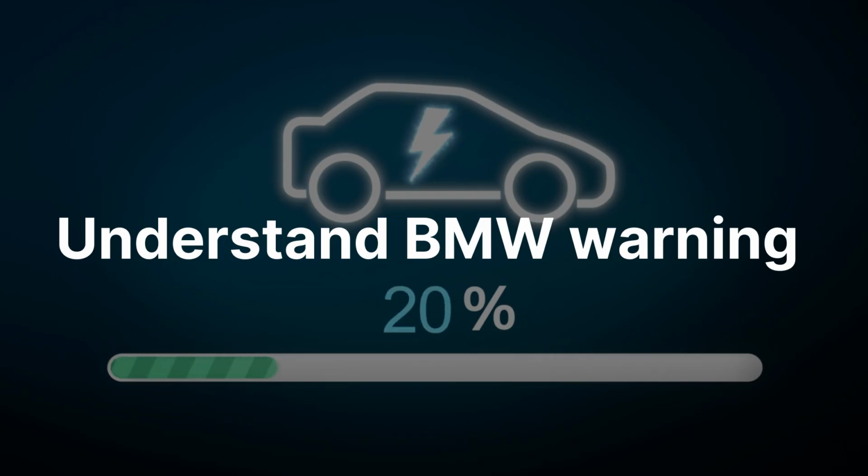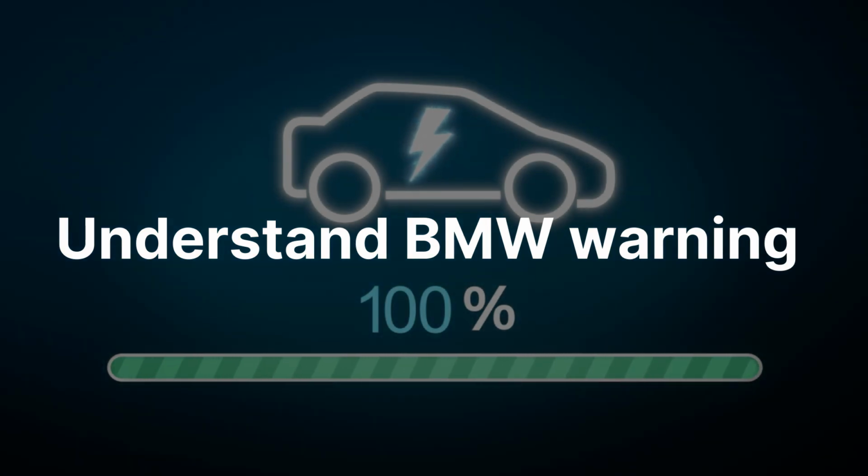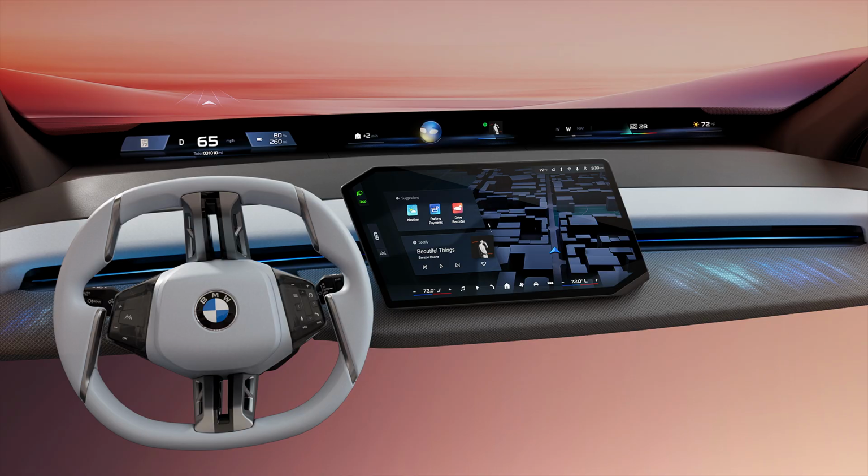BMW follows a clear system. Red equals stop safely, immediate action. Yellow equals caution or feature limited. White or gray equals information only. Action when a warning appears: 1. Don't panic. 2. Read the full message. 3. Open vehicle status check control. 4. Follow the suggestion. Many assistance warnings disappear automatically after conditions improve.